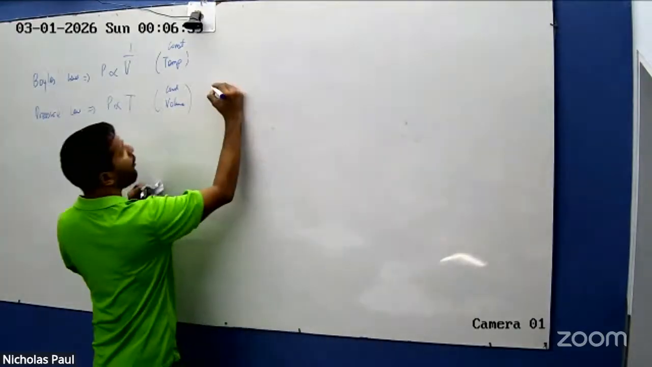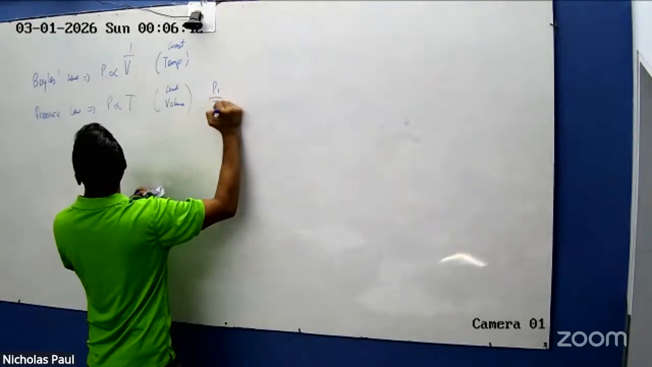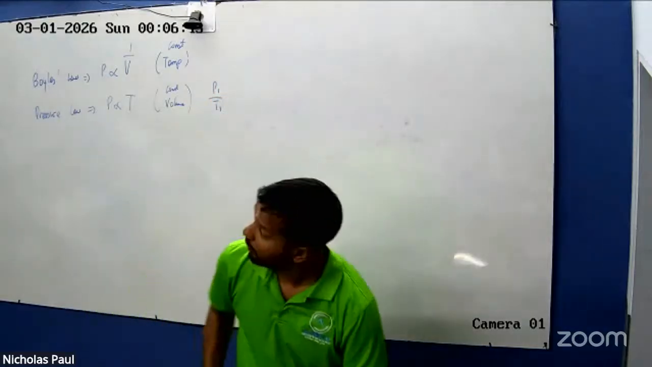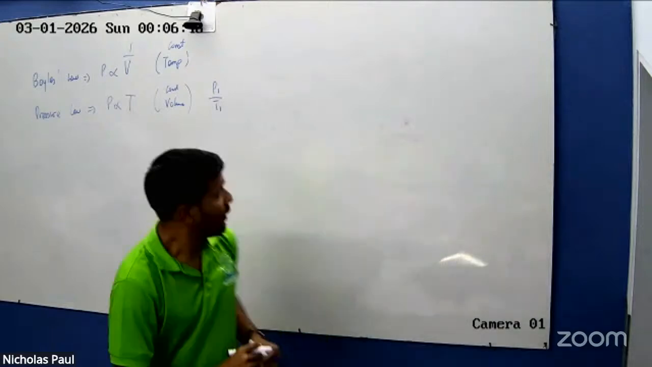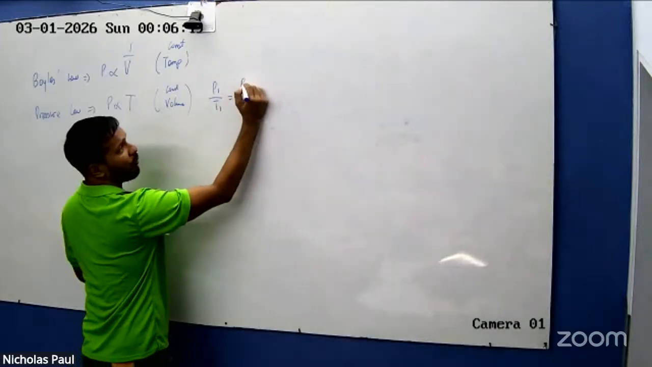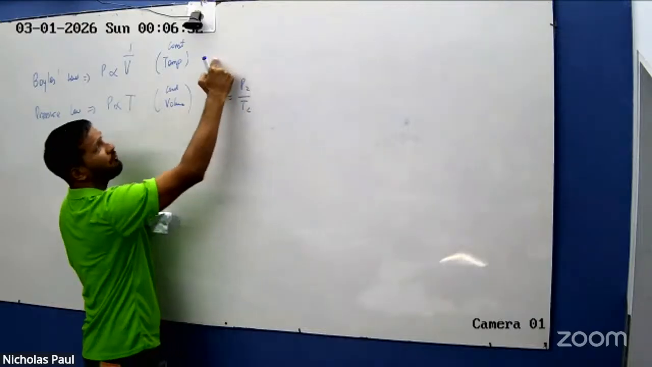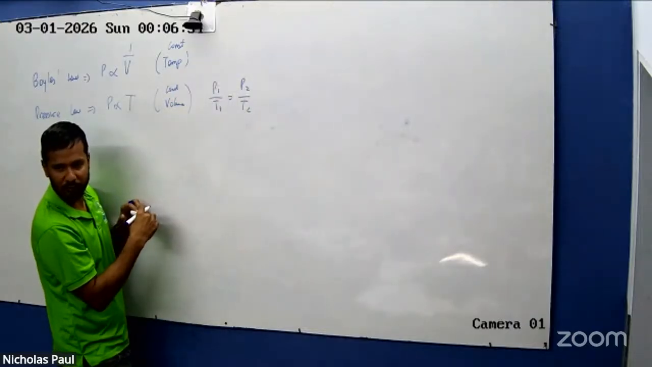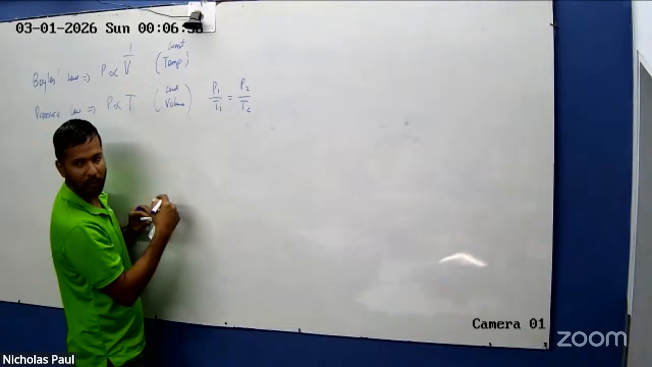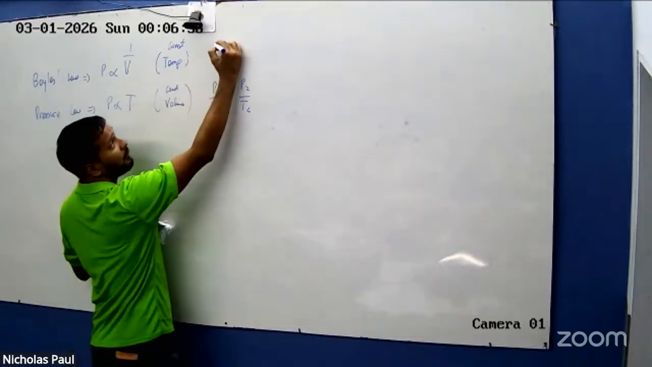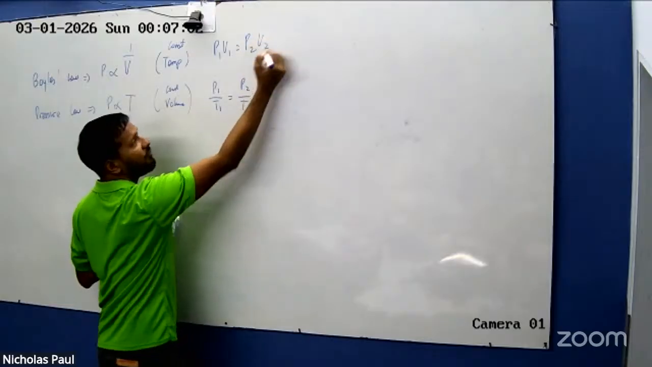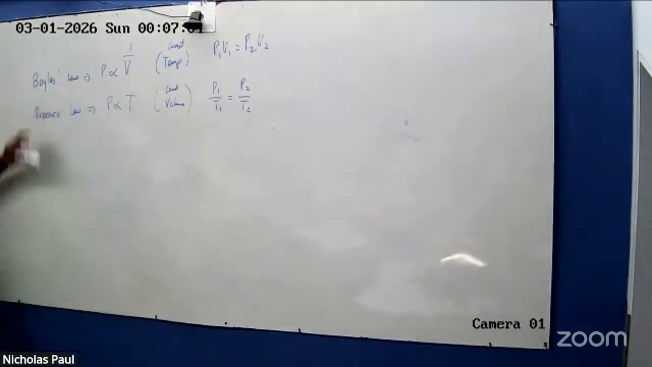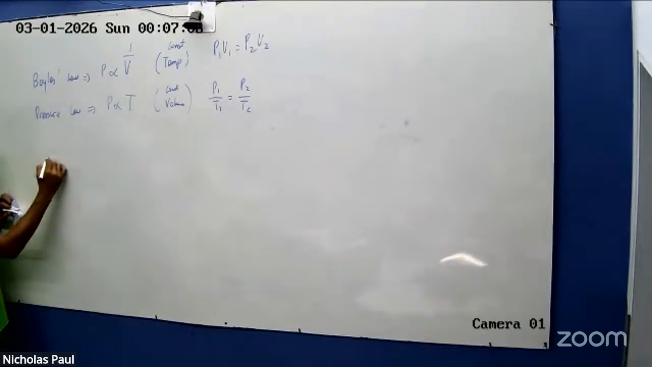The formula here was P1 over T1 is equal to P2 over T2. What did this formula turn out to be? Anybody work it out? Work out K from it. Anyway, don't worry, write this. P1 V1 is P2 V2. So we looked at these two laws, but Charles' law is a little bit trickier.